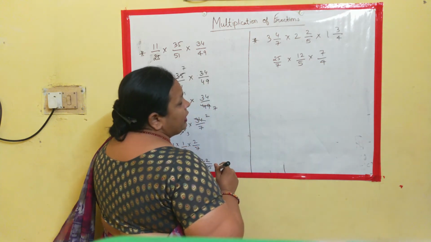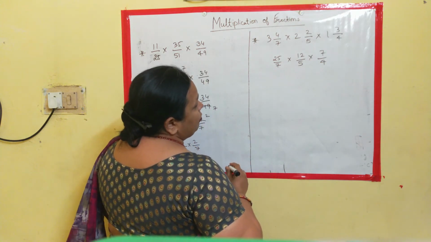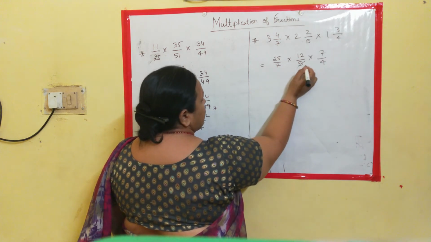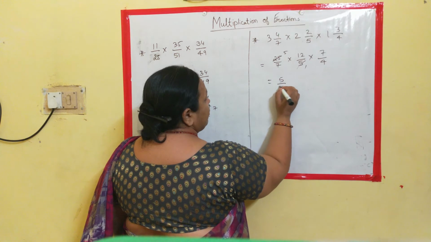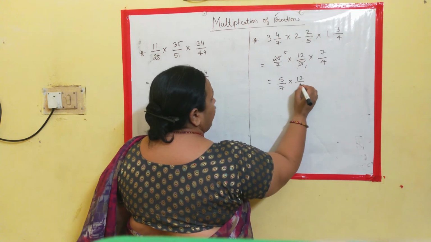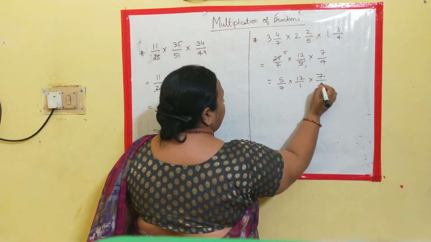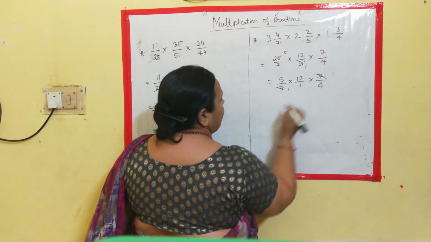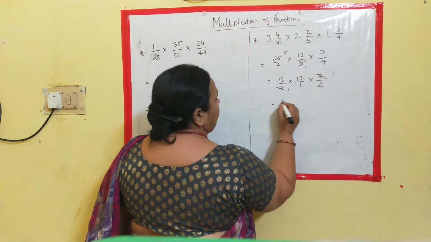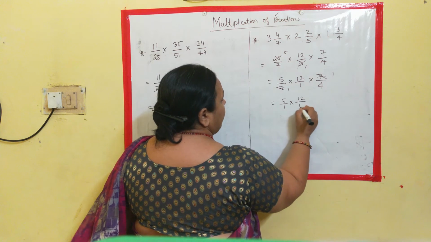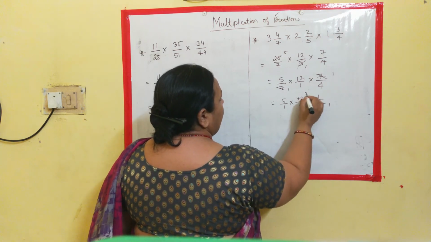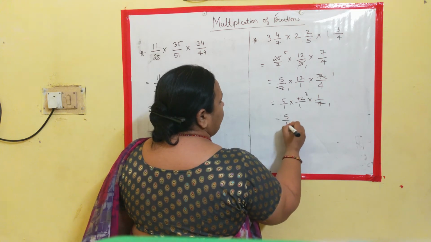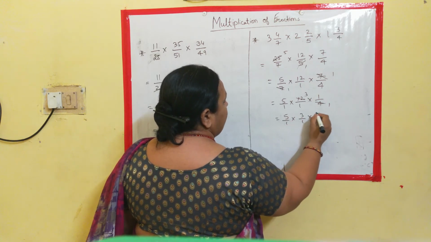Now we can see, do we have any cancellation possible? Yes, we can cancel 5 ones are 5, 5 fives are 25. Okay, so this becomes 5 by 7 into 12 by 1 into 7 by 4. Now this cancellation we have done, 7 and 7 are the same. Now it is 5 by 1, 12 by 1 and 1 by 4. Now we have 4 ones are 4 and 4 threes are 12. So no more cancellation here.